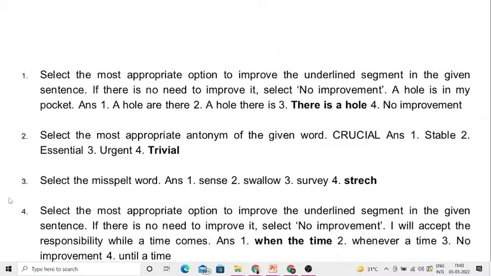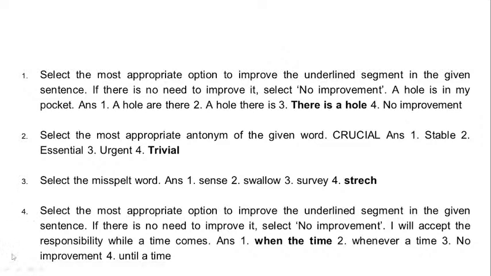Okay, so we are starting with an error detection question, and you have to correct the mistake in the given sentence. Your question is, a hole is in my pocket. This seems weird straight away because you don't say it like that. When we start a proper sentence, we say there is a hole in my pocket, right? There is a hole in my pocket. A hole is in my pocket is not grammatically correct.